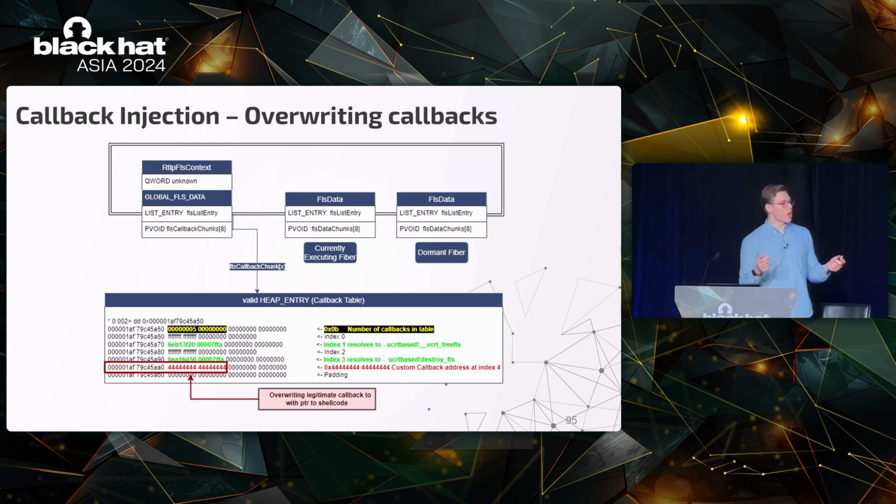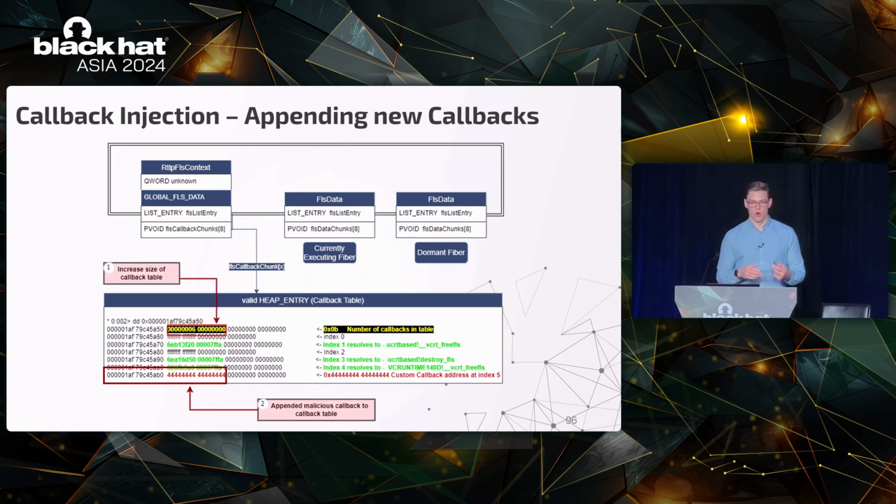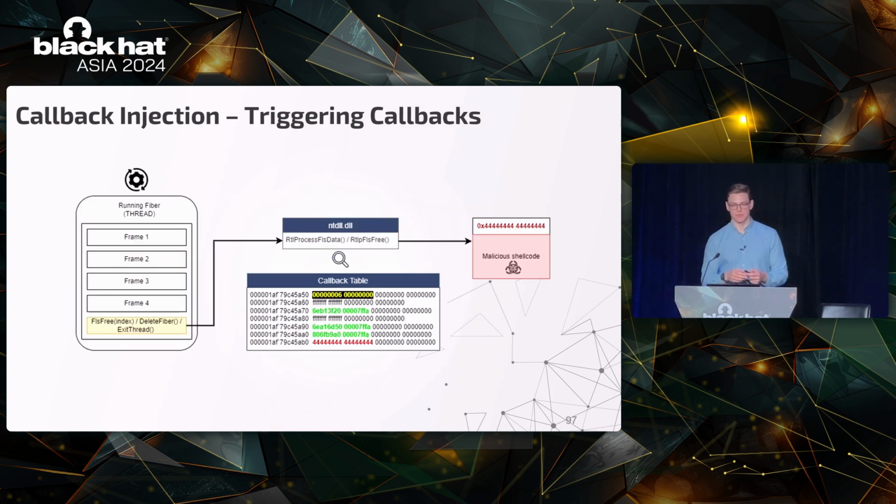So what we can do, we can either overwrite an existing callback with the address of our malicious callback, or we could increase the size of this callback table and then append a new callback to the end of it. And then whenever the associated index is freed, the fiber is deleted or the thread itself exits, what happens is there's a couple of functions inside NTDLL which scan the callback table and then execute our malicious shellcode inside the callback.